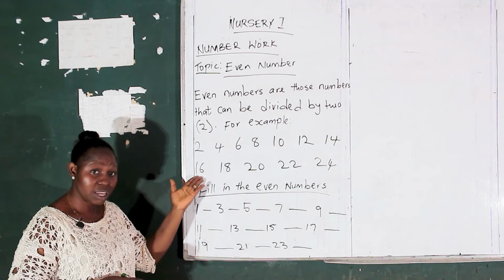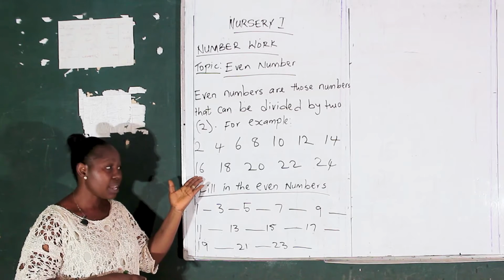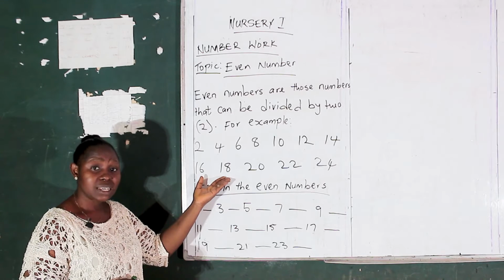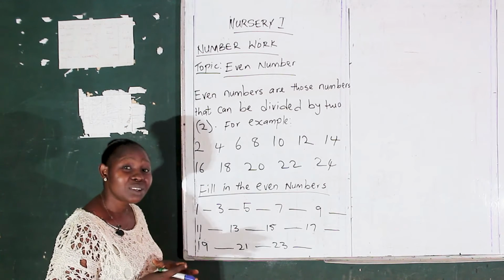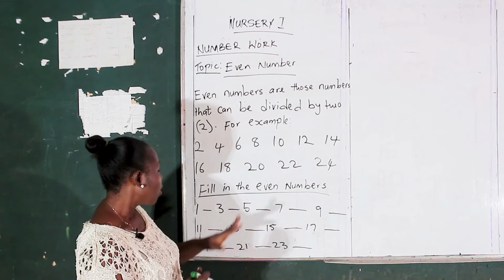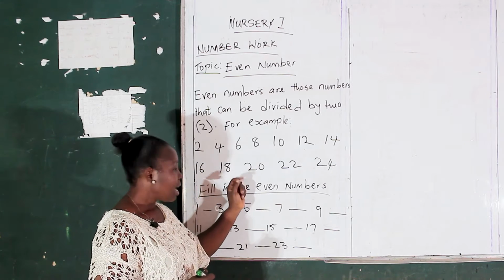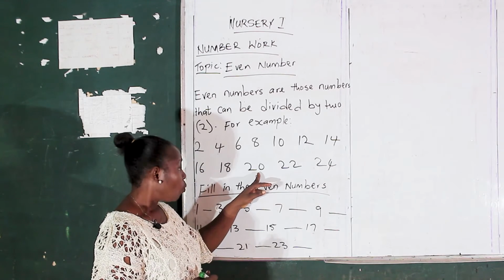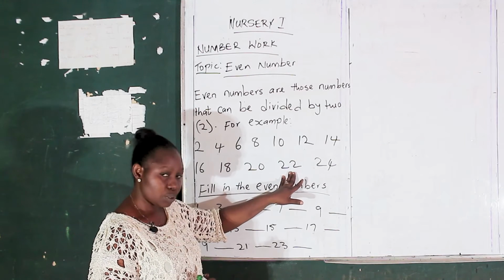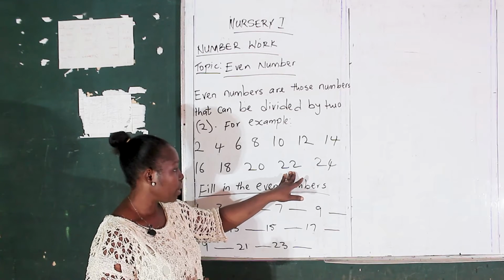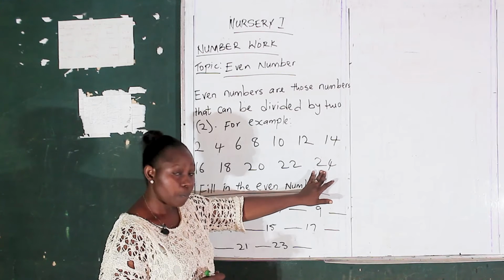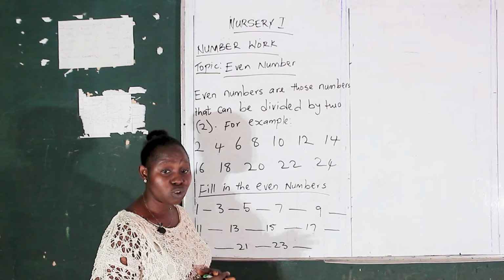Here we have the 16. Which number will you jump again? You jump 17 and get your 18. 18 is an even number. Which other number will you jump? Are you with me? Let's go. We'll jump 19 and go to 20. We'll also jump 21 and go to 22. 22 is an even number. We'll also jump 23 and go to 24. 24 is an even number.